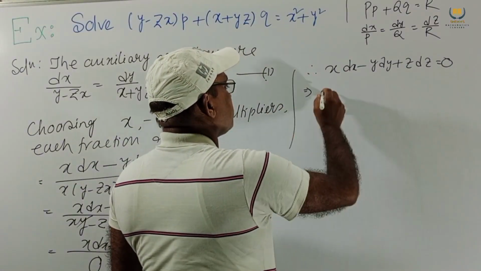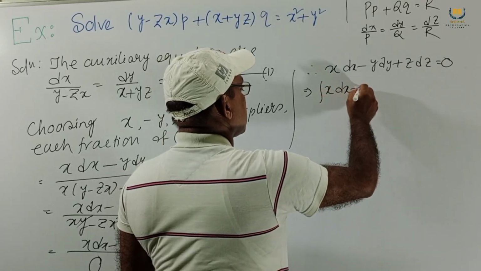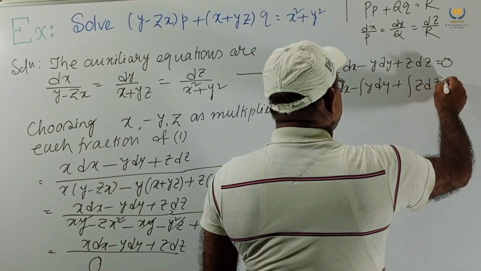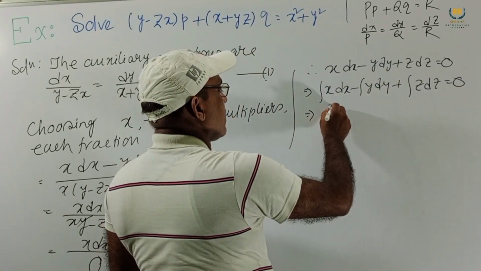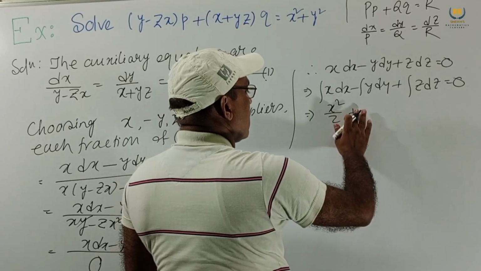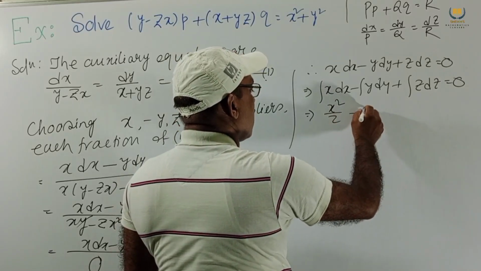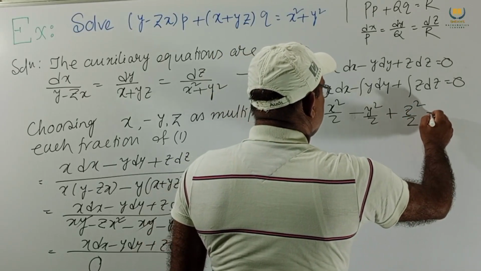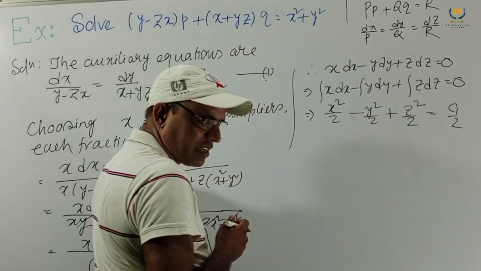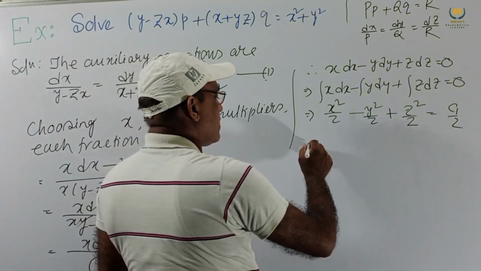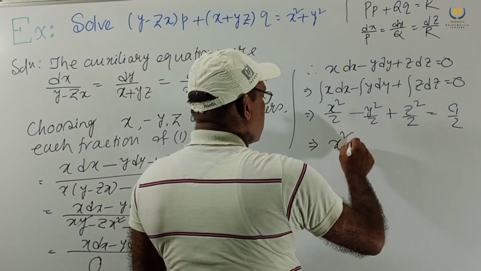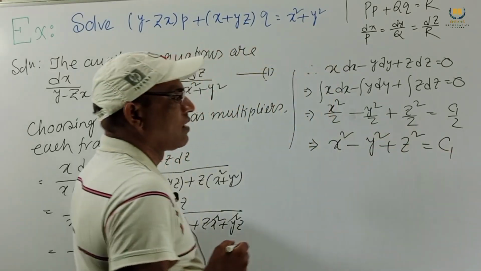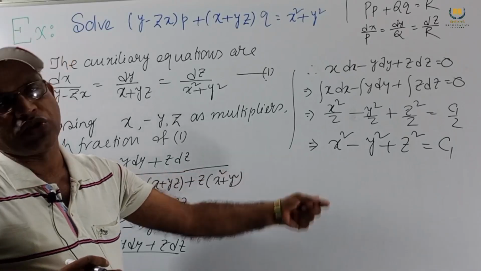Integrating both sides, we integrate x dx, y dy, z dz equal to 0. This will be x²/2 - y²/2 + z²/2 = c1/2, because left hand side by 2, right hand side also we write this. And this equals x² - y² + z² = c1. We get the first solution.